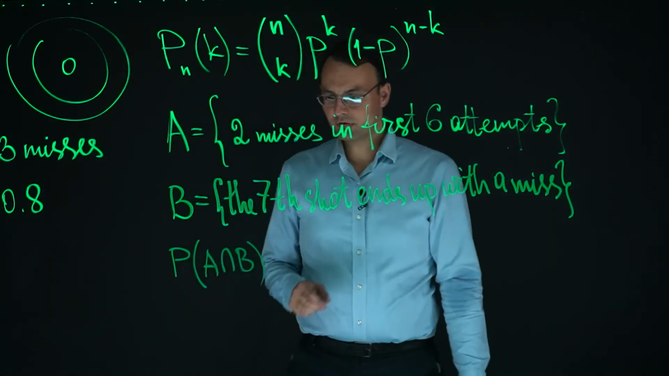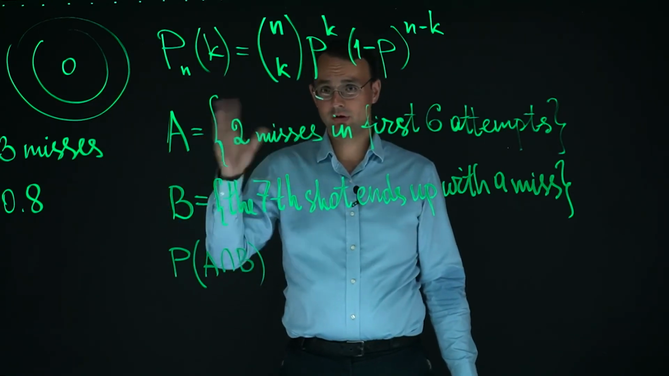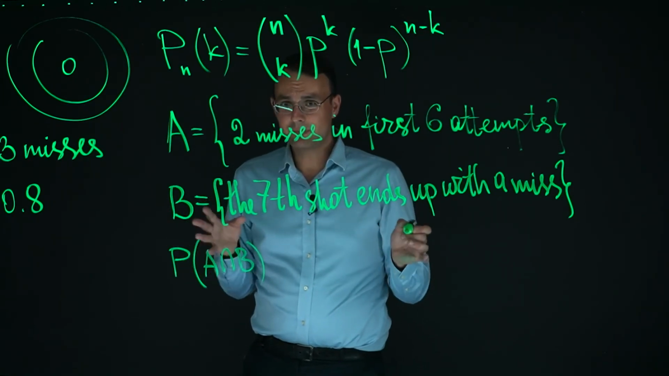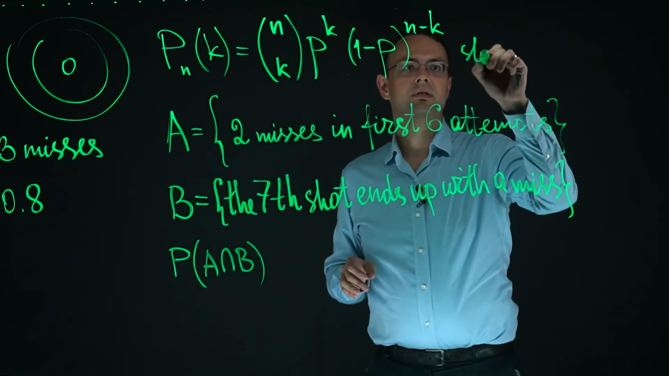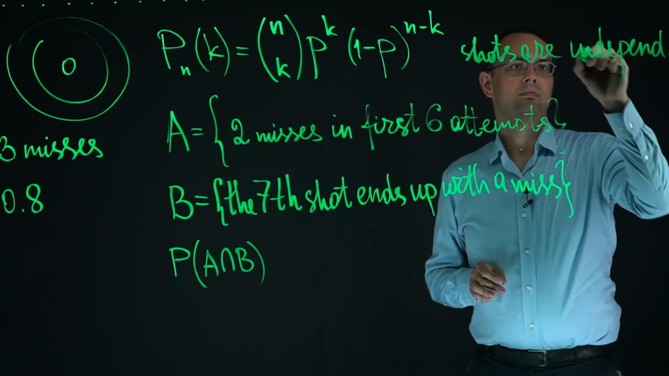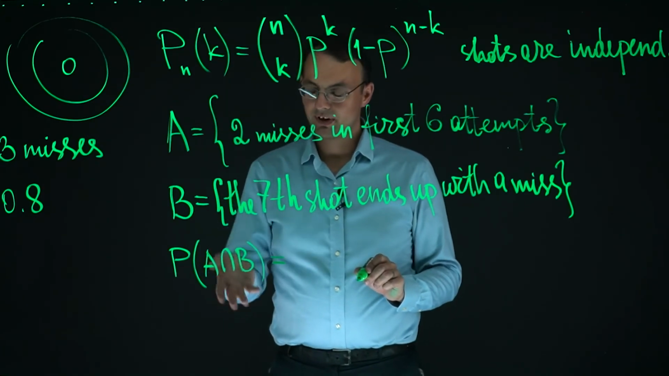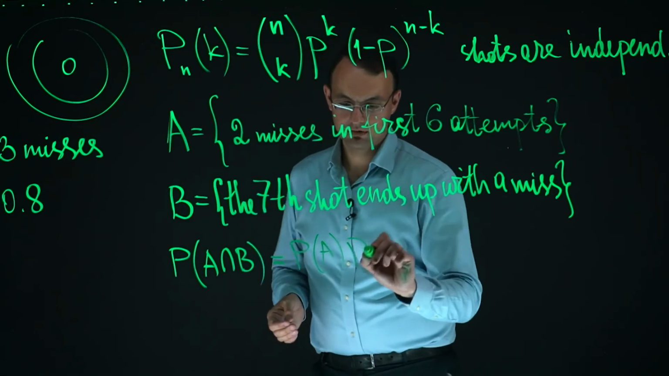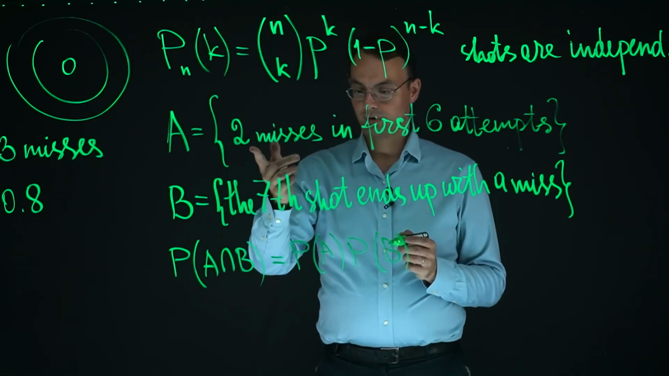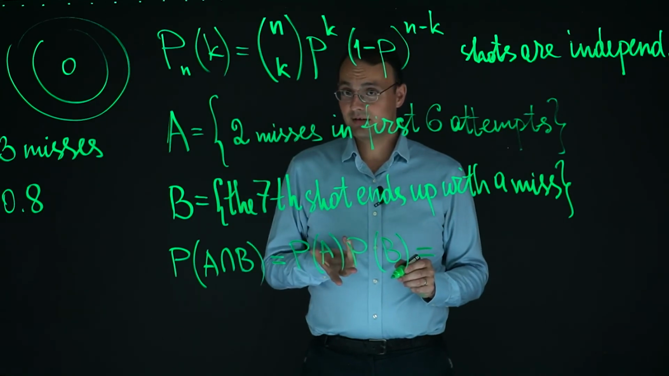And I haven't told you anything about their independence, but let's say that shots are independent, so that result of any shot does not depend on the result of the others. Maybe it is not fully true in our real life, but let's suppose that they are independent. So, if we assume their independence, then this is P of A times P of B. For independent events, this is true. And so, P of A can be found with the Bernoulli formula. So, P of A is the probability of 2 successes in 6 trials, in a series of 6 trials.